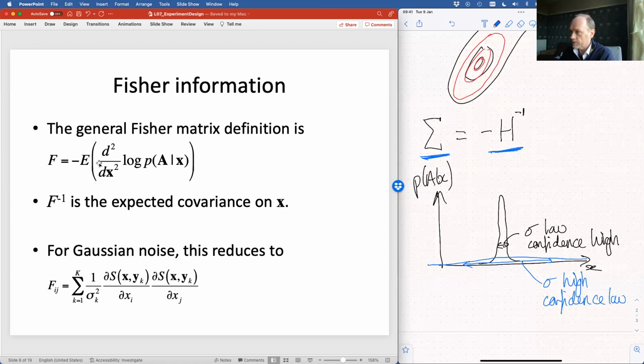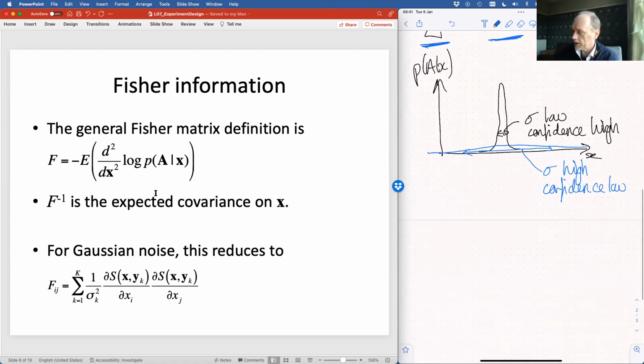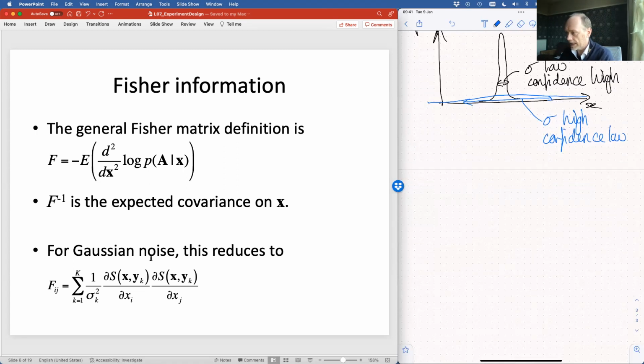So that's what we aim to do: compute the expectation of this log likelihood, which gives us an estimate of the expected covariance on X. This is a very general expression, which doesn't make any particular assumption about a noise model, or does assume that we do know a noise model. And for particular choices of a noise model, we can derive some more concrete expressions. So for example, for good old Gaussian noise, we can write down a relatively simple expression for the elements of the Fisher matrix in terms of the derivatives of the model with respect to the parameters. Let's just see where that comes from.